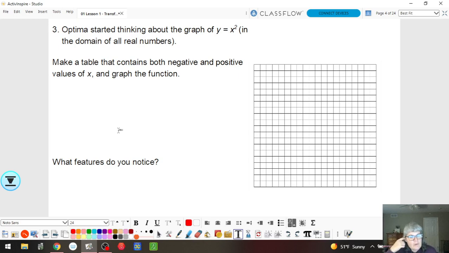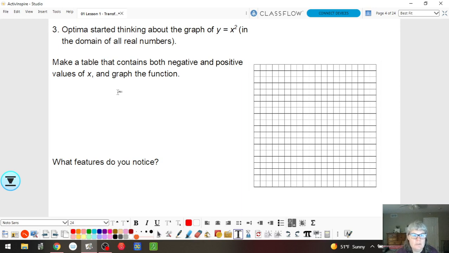After thinking about those equations and thinking about her domain, Optima started thinking about the graph of y equals x squared in the domain of all real numbers. And the reason this is important is because we're going to do a full graph for a full quadratic. In Unit 1, a lot of our quadratic graphs were just half of a parabola. In this particular lesson, we're focusing on the entire parabola.